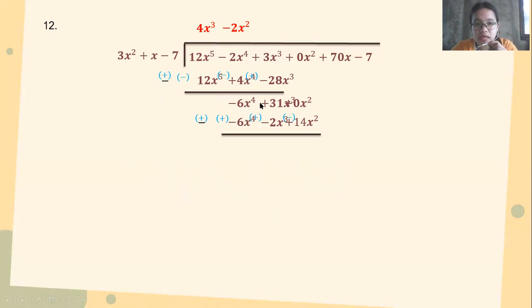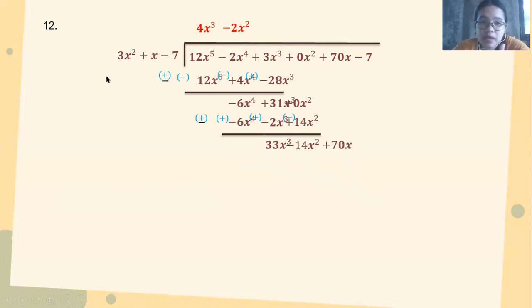Next, negative 6x raised to 4 plus positive 6x raised to 4 is equals to 0. Positive 31x cubed plus positive 2x cubed is equal to positive 33x cubed. 0x squared plus negative 14x squared is equals to negative 14x squared. Bring down the next term, which is positive 70x.